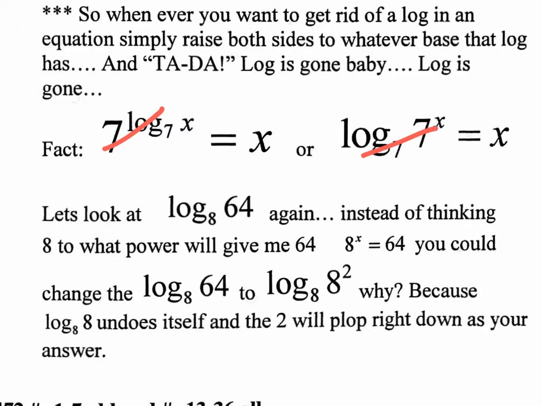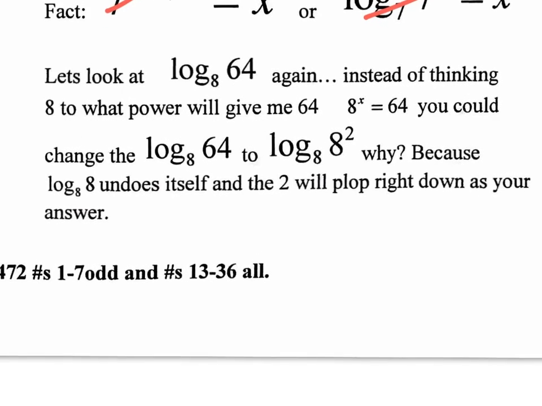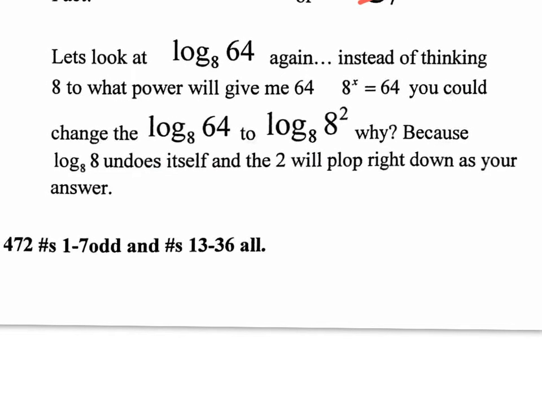Okay? It says right here, let's look at log base 8. Whoa. Let's look at log base 8 of 64 again. Instead of thinking 8 to what power will give me 64, you could change the log base 8 of 64 to log base 8 of 8 squared. Okay? Now, why would we want to do that? Because we already know that log base 8 of 8 will cancel out, and your 2 comes down. And that's your answer. Right? It's just another way of looking at it, a different angle.